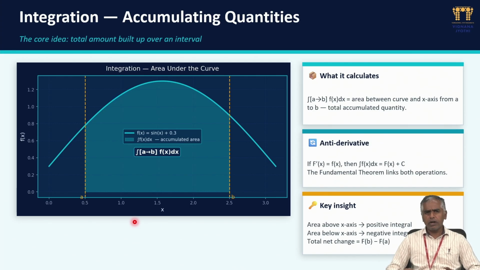If you look at the diagram, the curve is bounded by the x-axis, and between the x-axis and the curve, some part is shaded, and the shaded part may be area or volume, etc. Area above the x-axis is a positive integral; area below the x-axis is a negative integral. Total net change is f of b minus f of a. So this is a small application related to integration in geometry.